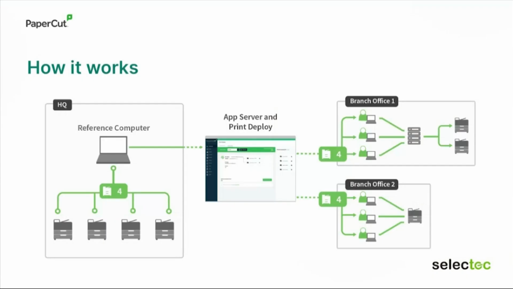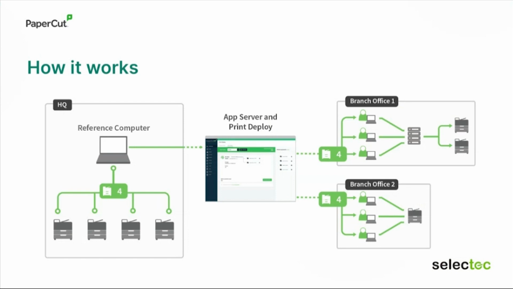Here is a different high-level view of the steps just described. On the left, you can see the reference computer with the queues that are cloned. When cloned, the queues, drivers, default settings, and finishing options are pushed to the app server, which you can see in the middle. In the app server interface, you manage your zones and connect the print queues you want to deploy to each zone. A zone is typically configured for each branch by IP range. Once you hit Save and Deploy, the queues are pushed out to your branches. On the right, you see two examples of a branch.